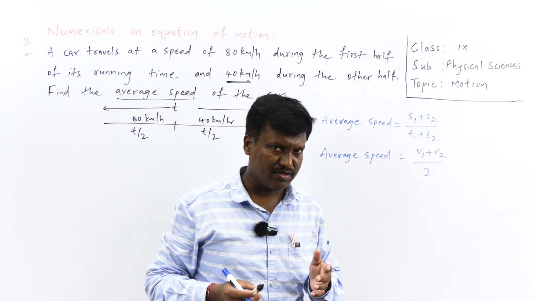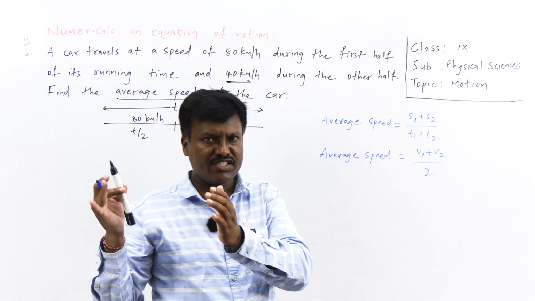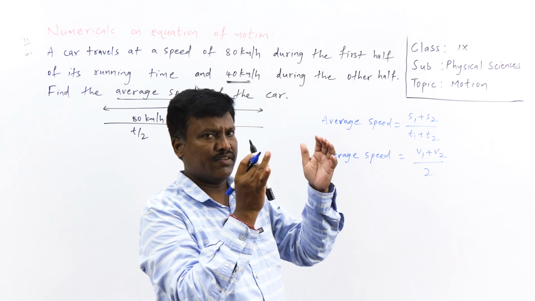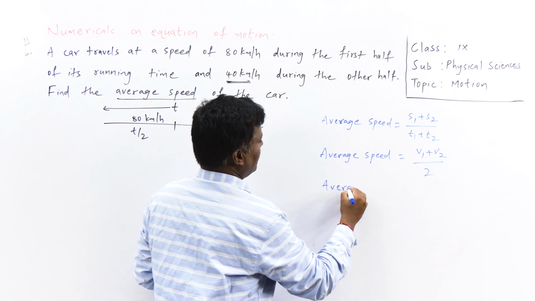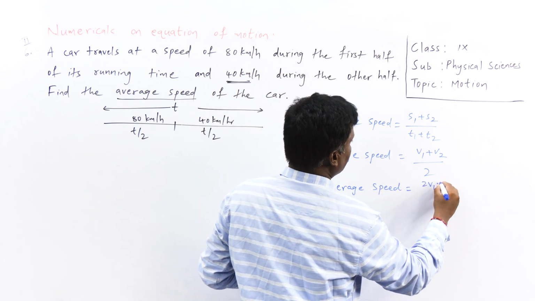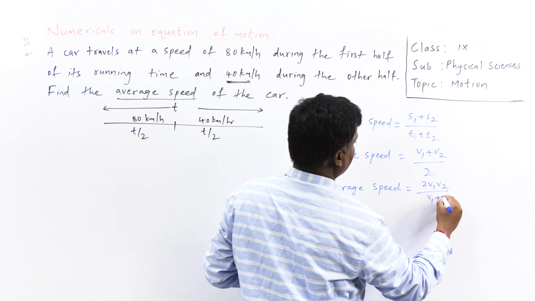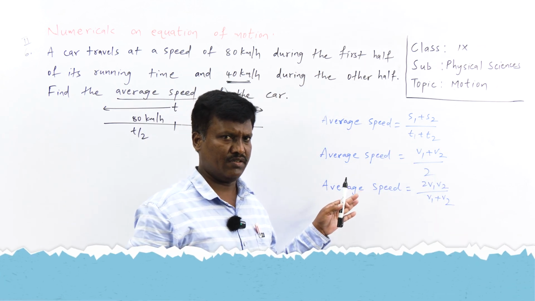And one more formula we have also discussed, because I am revising that. Half of the distance with one speed and half of the distance with the other speed, we use another formula, that is average speed is equal to 2 V1 V2 / (V1 + V2). So in total, these three equations we have discussed to find the average speed.